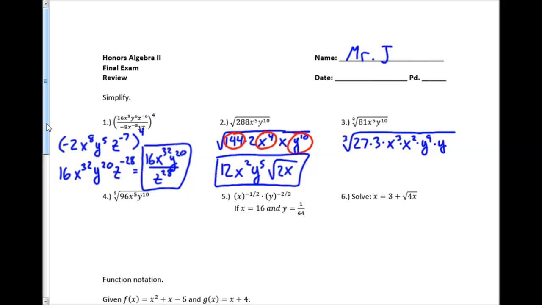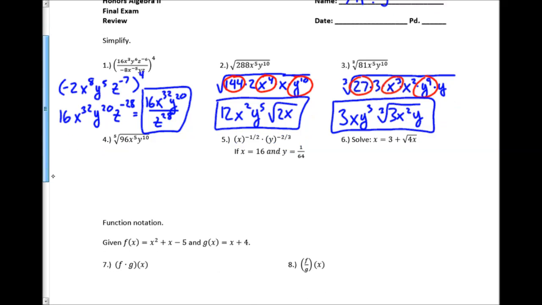There we go. So now I take the cube root of each perfect cube. The cube root of 27 is a 3. Cube root of x to the 3rd is an x. Y to the 9th is a y to the 3rd. And then still under my cube root is a 3, an x squared, and a y. And that's it.